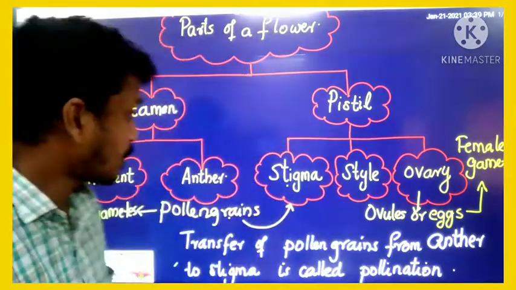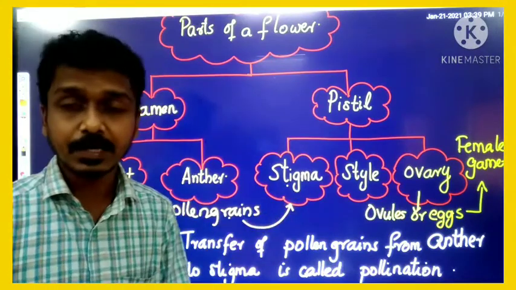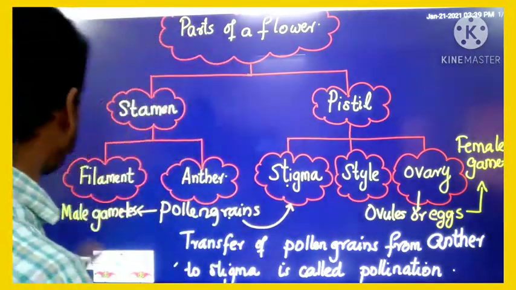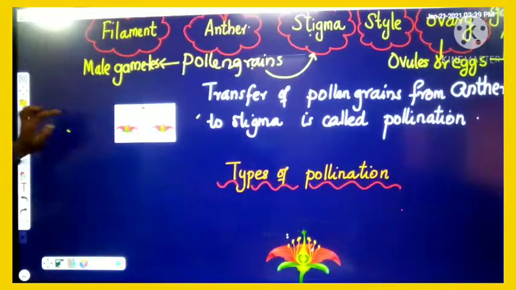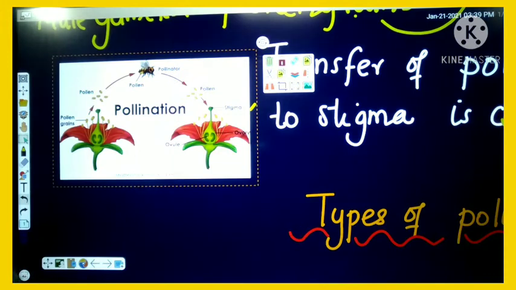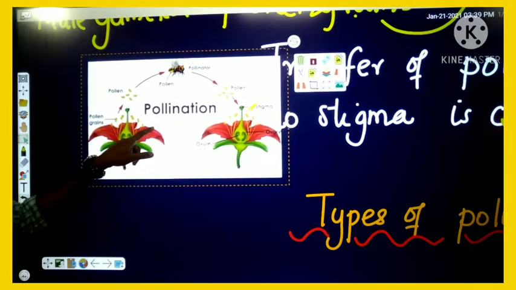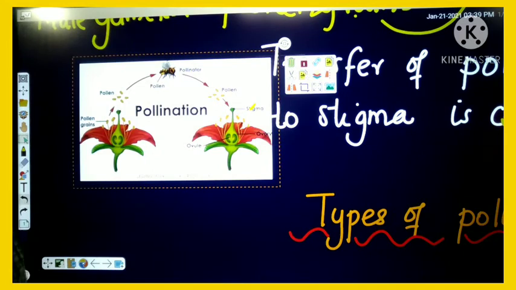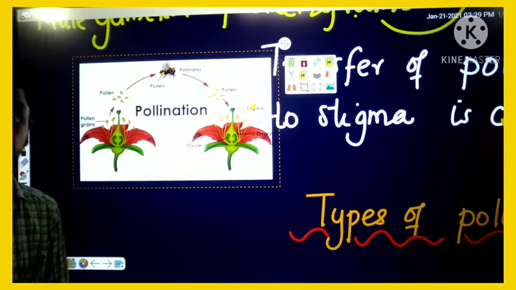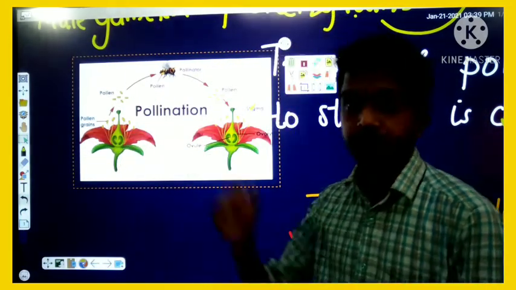You have learned that in your lower class, right? Pollination means transfer of pollen grain from anther to stigma of a flower. Here you can understand about pollination. Transfer of pollen grains from the anther of a flower to the stigma is called pollination.